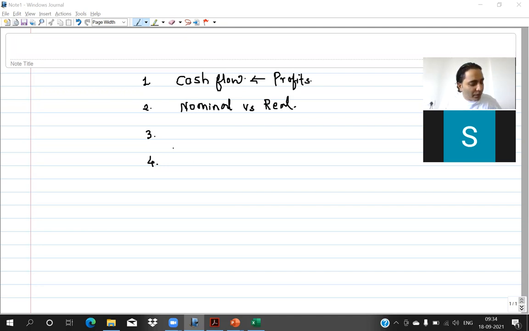Then again, exploring TVM a little bit more. TVM is something which is never going to leave us. We are never going to leave TVM at all, so far as FM is concerned. So time value of money mein kuch aur aspects hum dekhenge. Okay, these are very subtle aspects. Many students ignore them completely, and then they don't understand a lot of concepts. So we are going to go a little bit more deeper with TVM. A lot of calculations we are going to understand today.